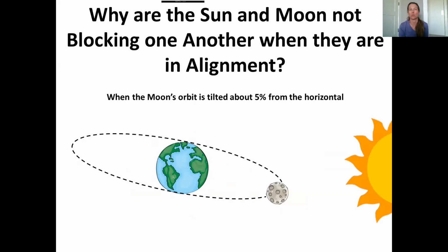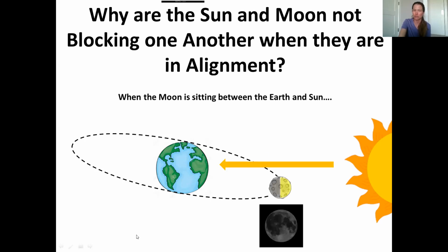Okay, the reason why they do not block one another when they appear to be in alignment is because the moon's orbit is actually tilted about 5 degrees off the horizontal. You can see it's kind of at a little bit cattywampus angle here. It's not strictly horizontal. So the objects really don't come into full alignment very frequently.